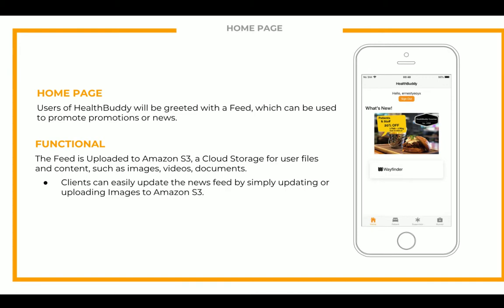Right, so this will be the home page. Users of Health Buddy mobile will be greeted with a feed, which can be used to promote promotions. For example, in the screenshot here, there are promotions, you can actually put more advertisements, and you can slide through them. And there'll be a wayfinder, so you'll be able to find your way. The feed is uploaded to Amazon S3, a cloud storage, meaning you can easily update the news feed by uploading images to the cloud instead of having to change the source code.